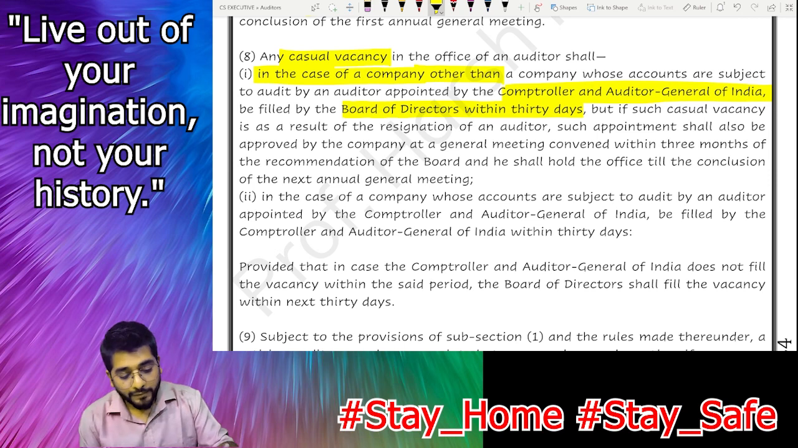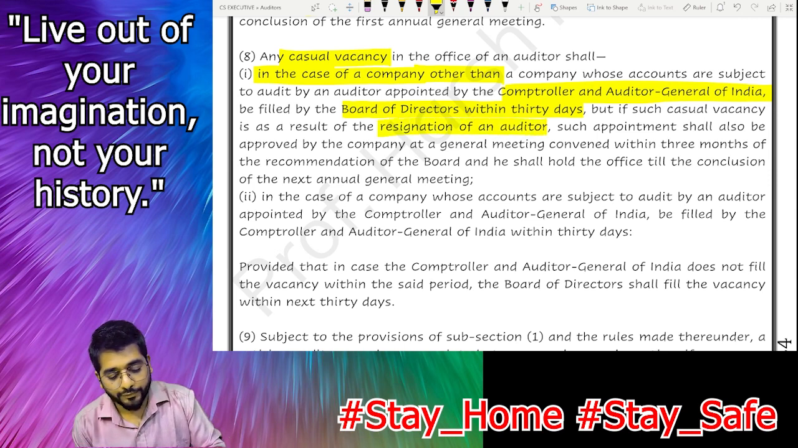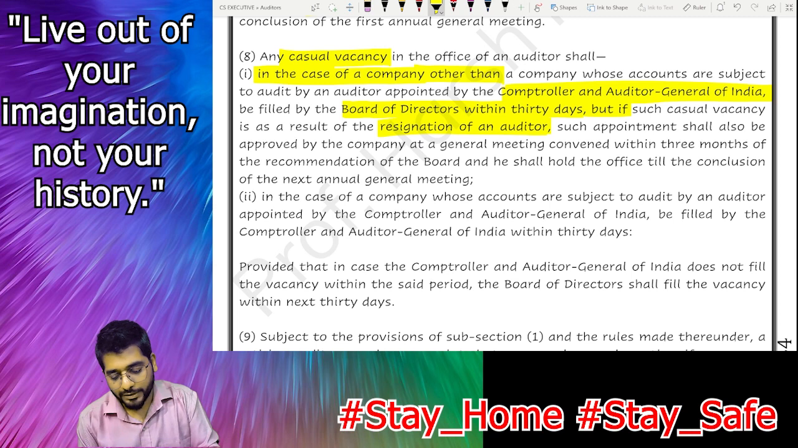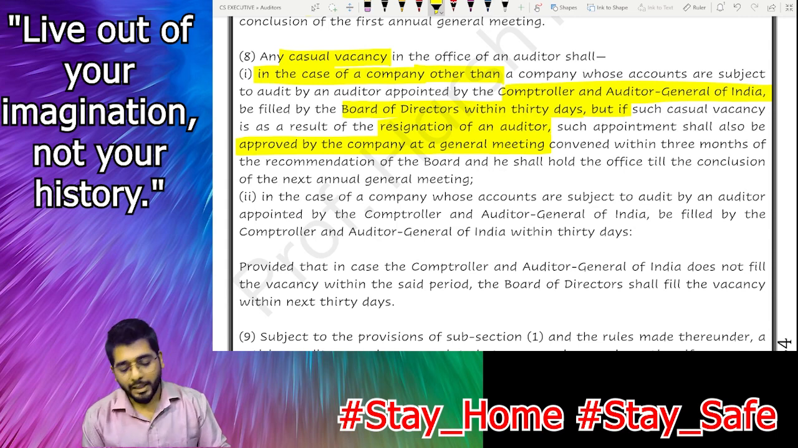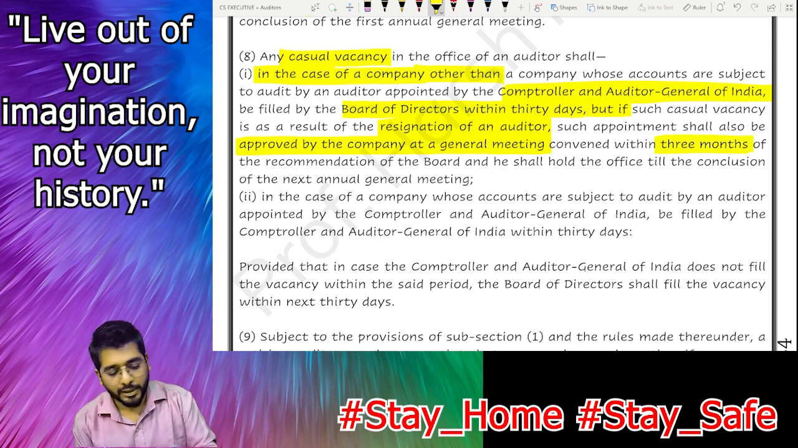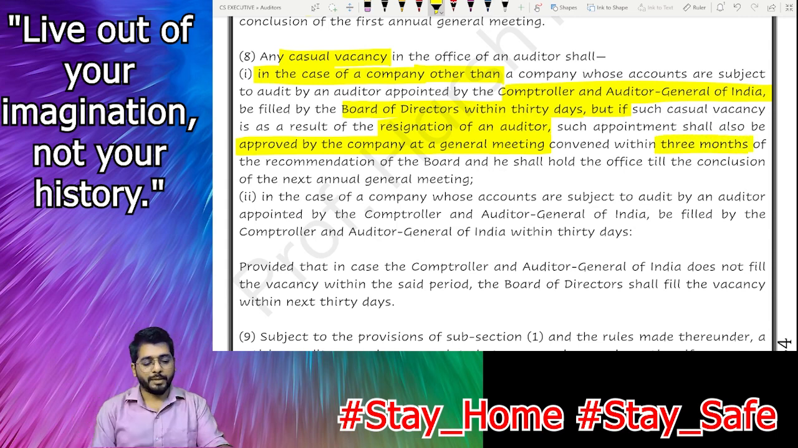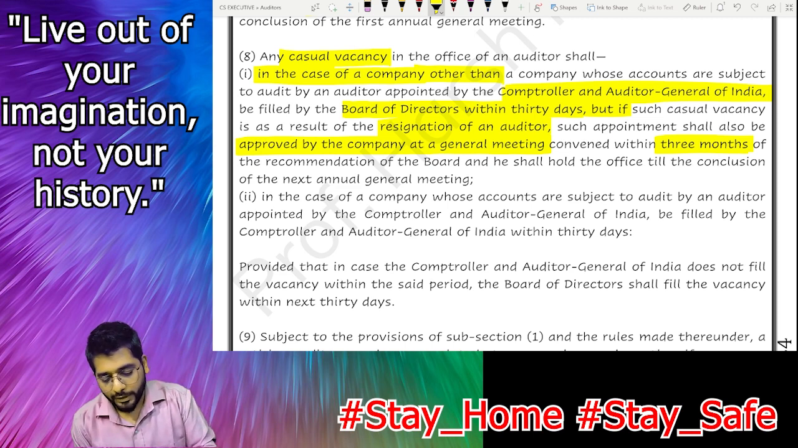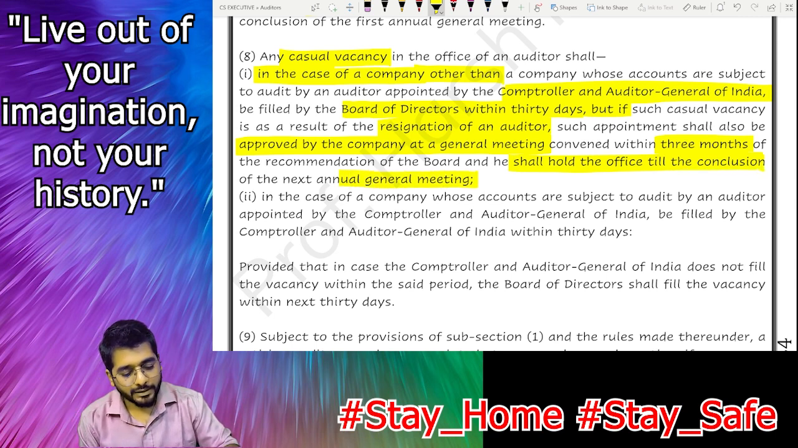Okay. If casual vacancy is because of resignation of auditor, then while filling the casual vacancy by board of directors, yes, it shall also be approved by the company at the general meeting. Company means shareholders at the general meeting within a period of 3 months from the date of recommendation by board. Understood? What will be the term? He will hold office till the next AGM.